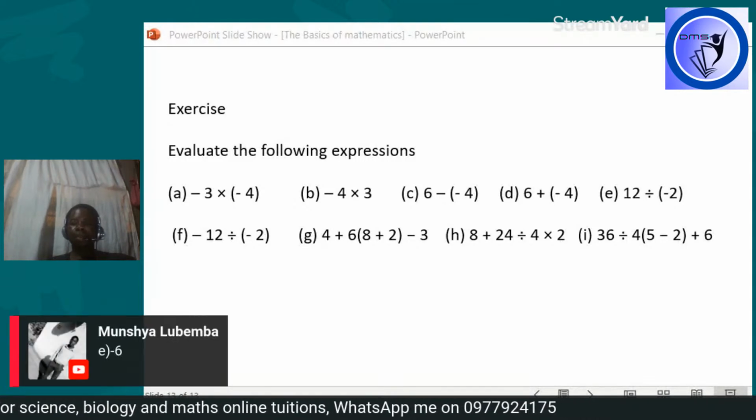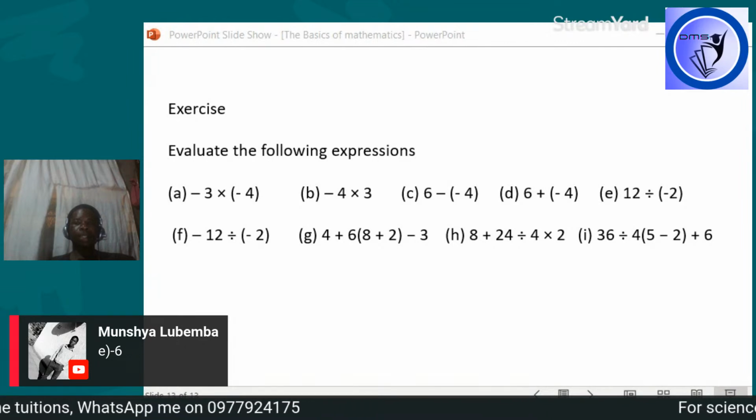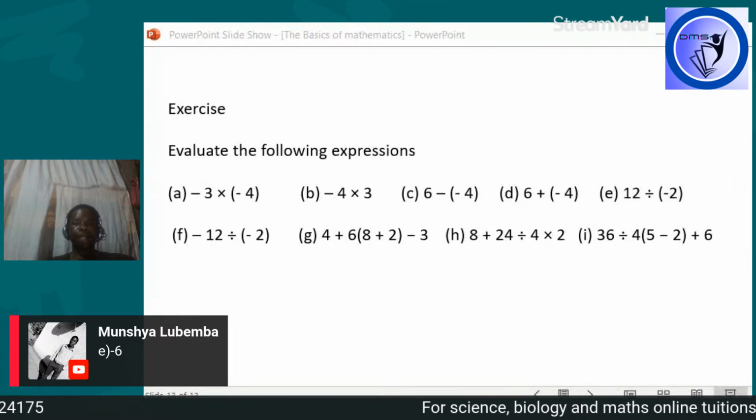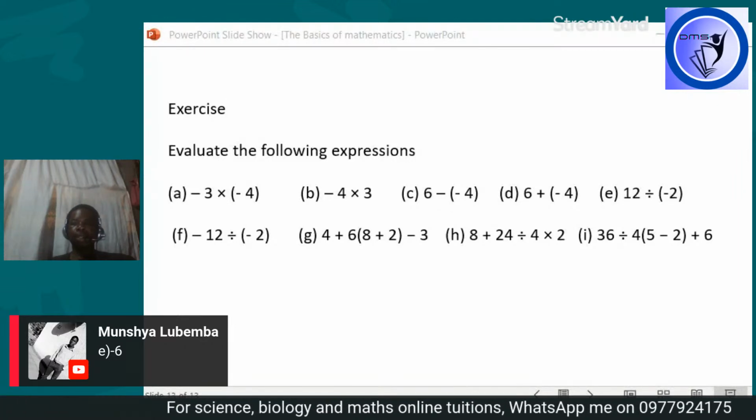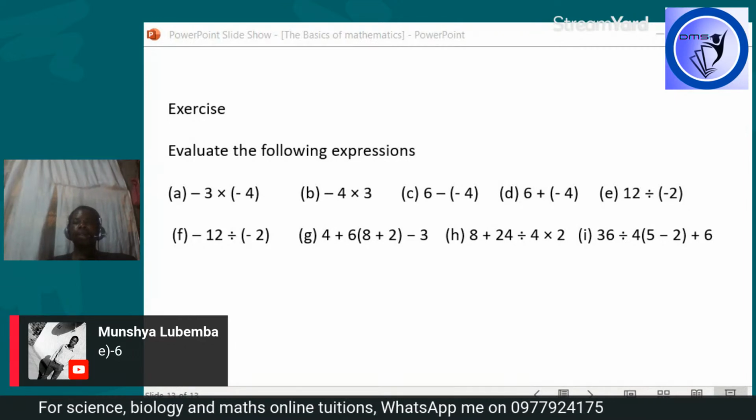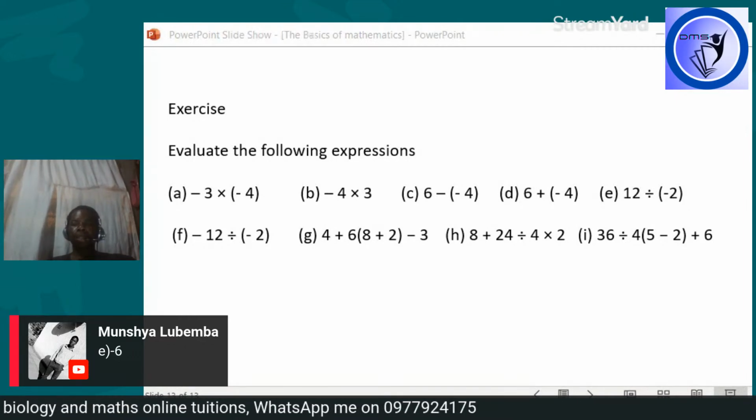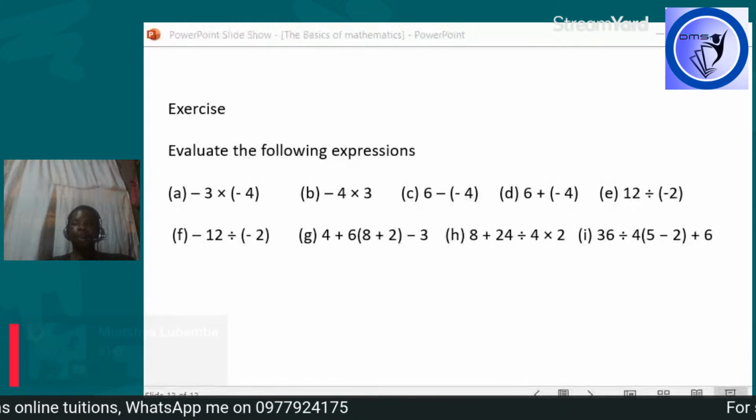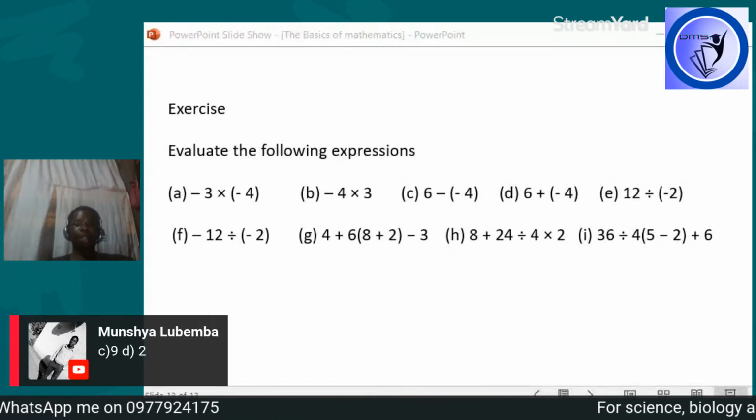Then D will be 2. Let's say yes, D will be 2. Then E will be negative 6. Yes, E will be negative 6. That is true. Then I hope you have gotten the point, Mosha, for this one.